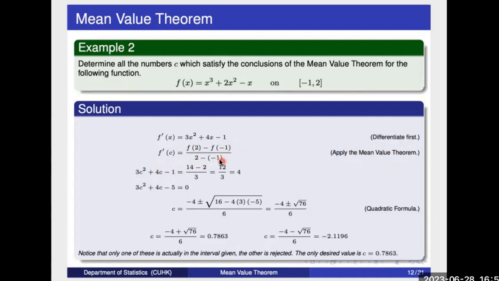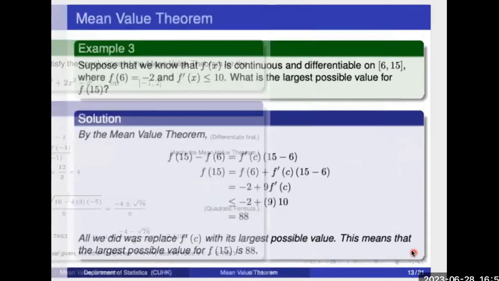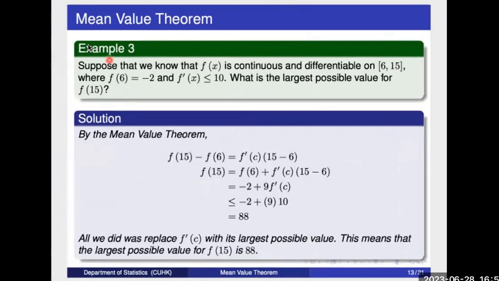Solving this equation for c, we find that there are two possible values, c equals (-4 plus or minus the square root of 76) divided by 6. However, only one of these values falls within the given interval, hence the only desired value is c equals 0.7863. Next, let's consider another example that demonstrates how the mean value theorem can be utilized in problem solving.